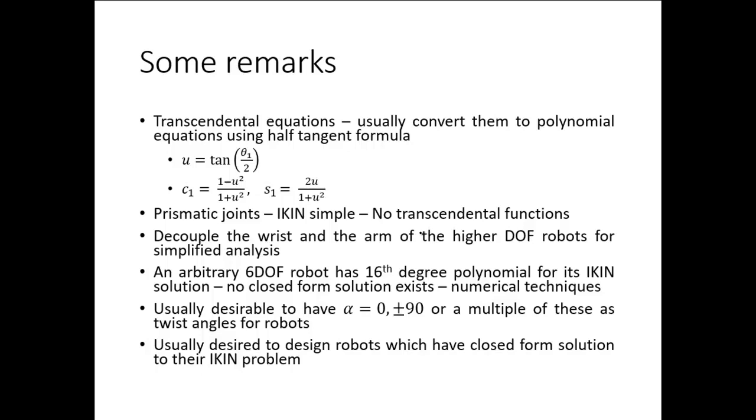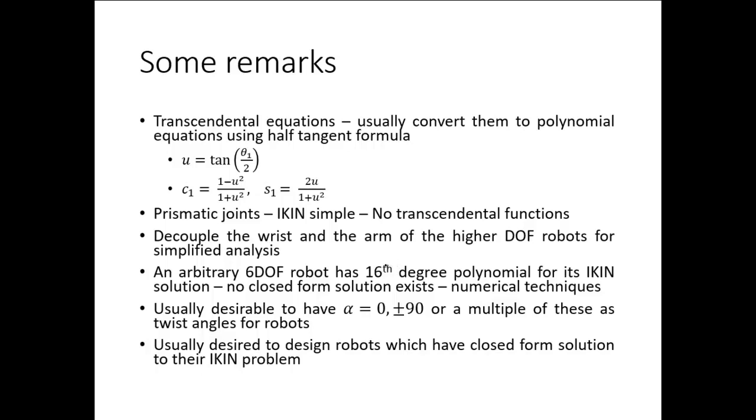Also we have to remember that we need to decouple the wrist and the arm of the higher degree of freedom robots to simplify the analysis. So we have seen one example of a 3-link robot. For our information, for any arbitrary 6 degree of freedom robot, we have a 16th degree polynomial for its inverse kinematic solution, for which we don't have any closed form solution, so we have to resort to numerical techniques.